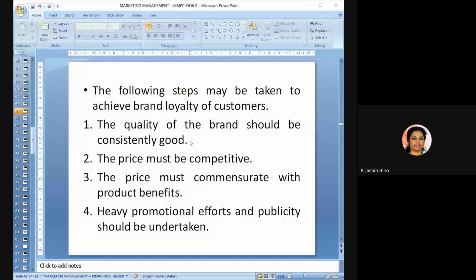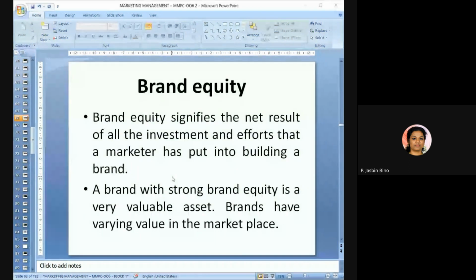These are the steps to achieve brand loyalty of customers. First, the quality of the brand should be consistently good. The price should be competitive and must commensurate with the product benefits. Heavy promotional efforts and publicity should be undertaken. If these steps are followed, then we can achieve loyalty from the customers. The next one is brand equity. It signifies the net result of all the investment and efforts that a marketer has put into building a brand. So the total net result.